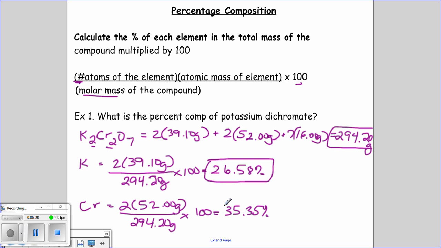So technically here, you don't have to do oxygen the same way. You can, but we should know that percent composition should add up to 100%. If you add these two here, you take 100 minus these two, you'll get oxygen's percent.